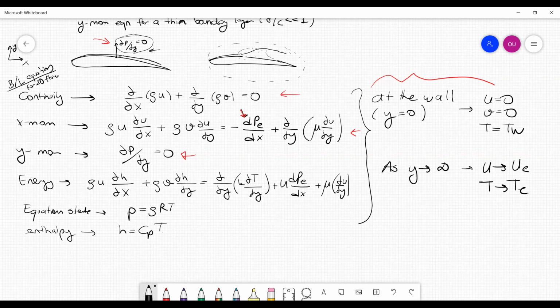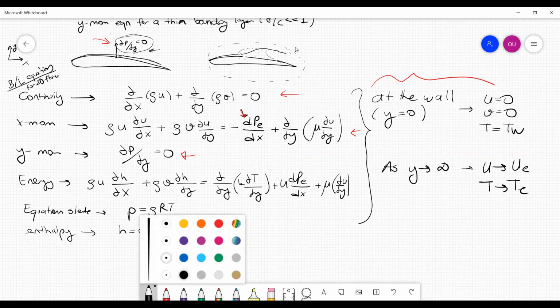If I know that, I can actually calculate wall shear stress, which is related to the velocity gradient at the wall. If I know wall shear stress, I can calculate friction coefficient. If I know friction coefficient, I can turn it into the drag coefficient. So therefore, using the solutions of boundary layer equations, I can obtain all that.